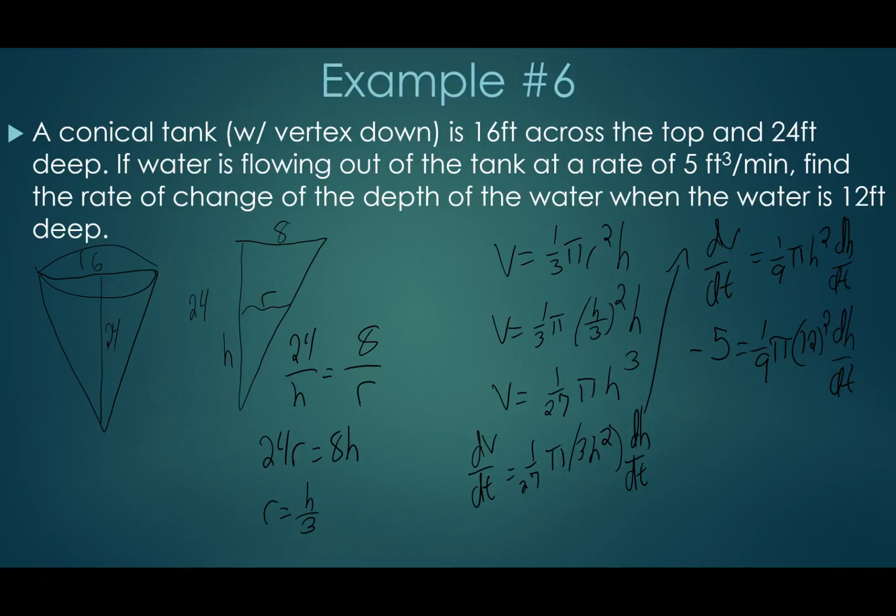So the goal is to simplify this to solve for dh/dt. You will eventually find that dh/dt works out to be -5 over 16 pi feet per minute, or as a decimal equivalent, -0.0995.